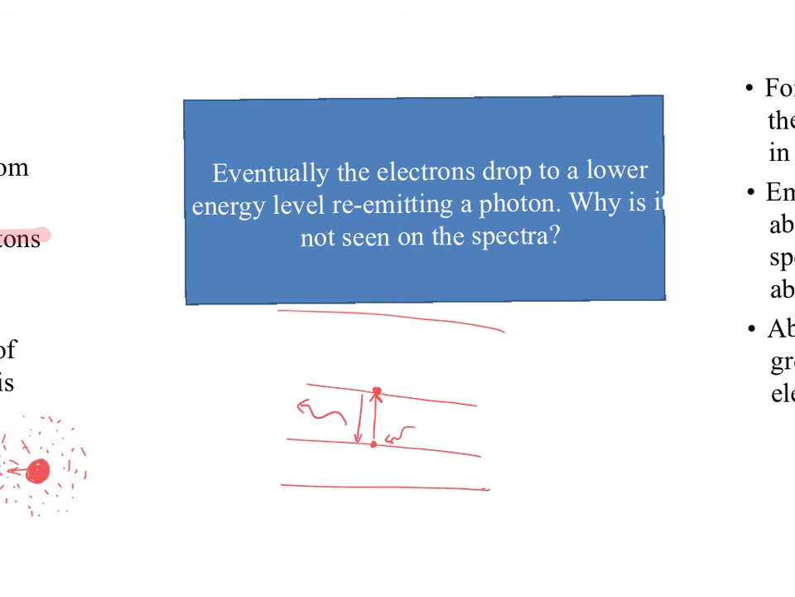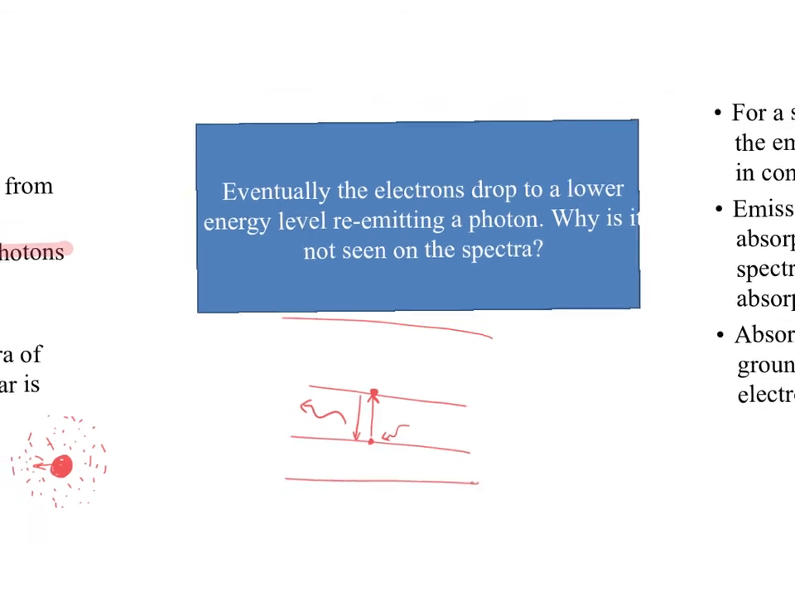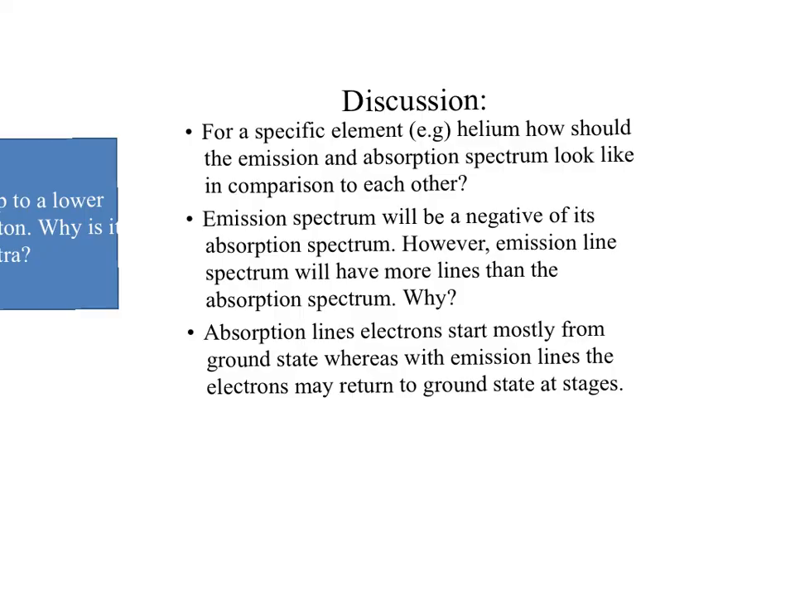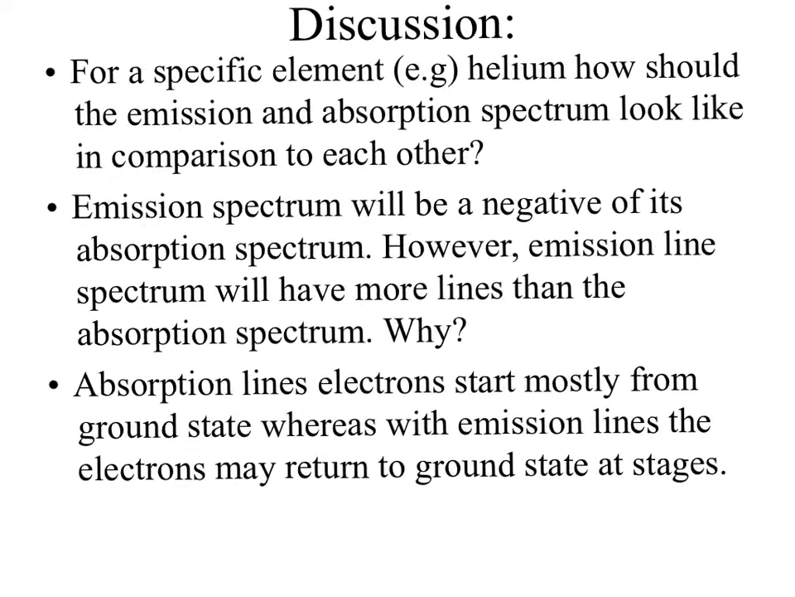Now, why is it not seen on the spectra? Why don't we get to see it showing up in the spectra clearly if it's getting re-emitted? Well, they're actually scattered. When they get absorbed and then re-emitted, they usually are emitted in different directions, so they're scattered. So the intensity in the original direction is reduced, so you won't see it formed in the spectra, or rather it is missing from the spectra.